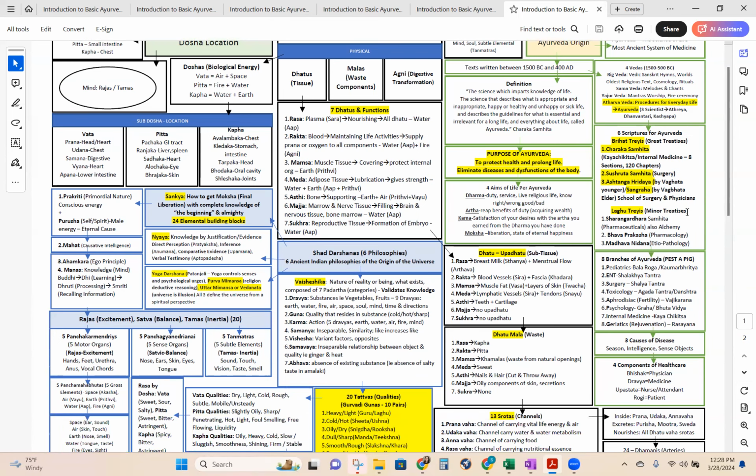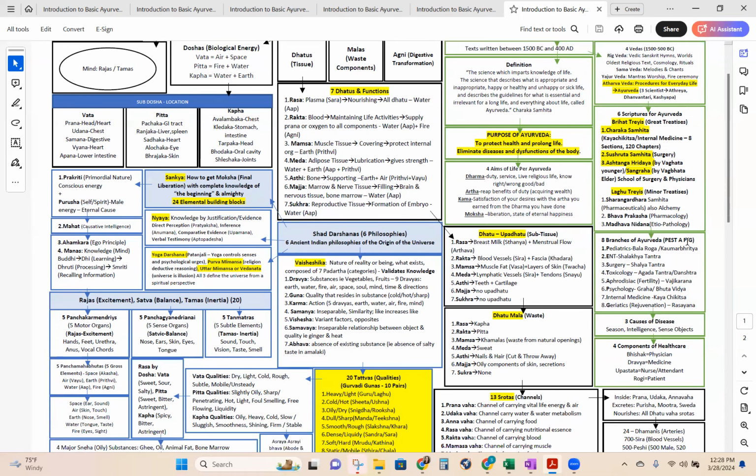The Laghu Tri, the minor treatises, we have the first one here as Sharangadhara Samhita, which covers pharmaceuticals and alchemy, which is the preparation of metals. And Bhava Prakasha covers pharmacology, and Madhava Nidana covers etiopathology, the events that lead to the expression of disease.